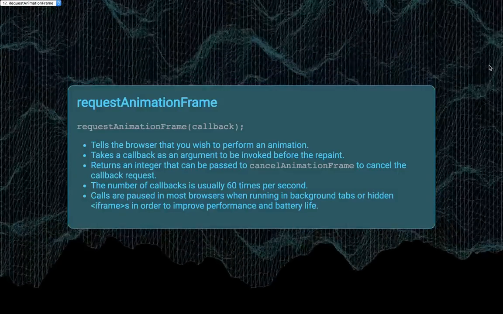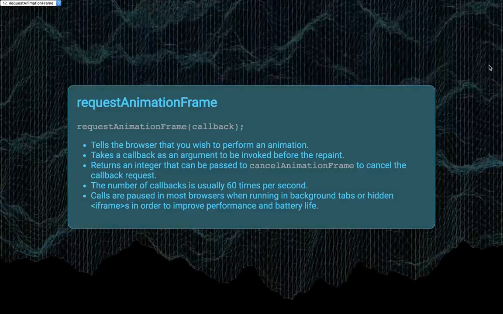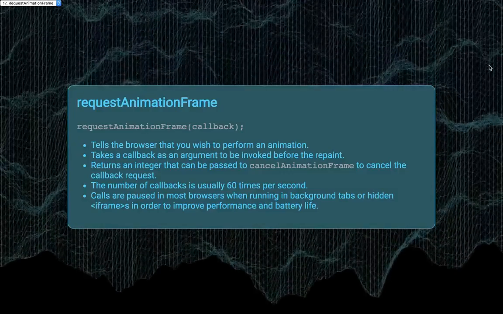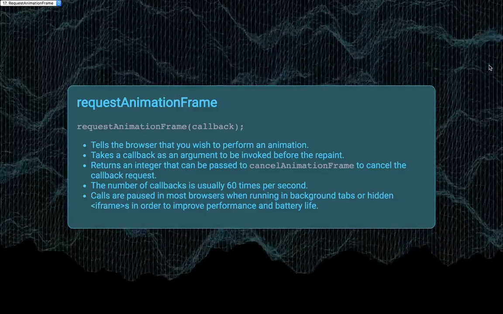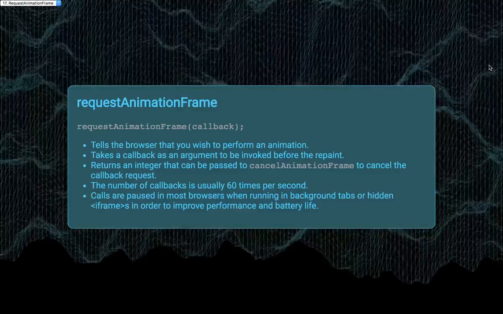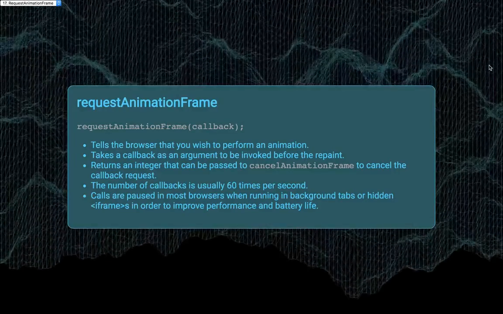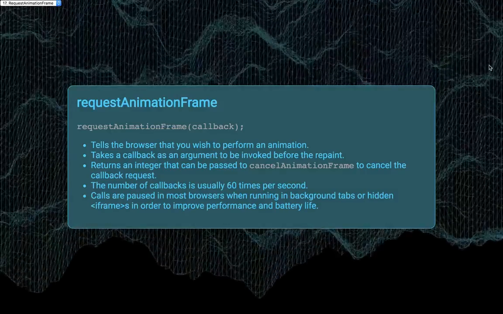Okay, so this is basically about the animation frame. It takes a callback, it returns an integer that you can use. You can cancel it using cancel animation frame. The callback is usually called 60 times per second because that is the most frequent refresh rate your users will use. So there are high refresh rates out there, but they're still kind of minimal.